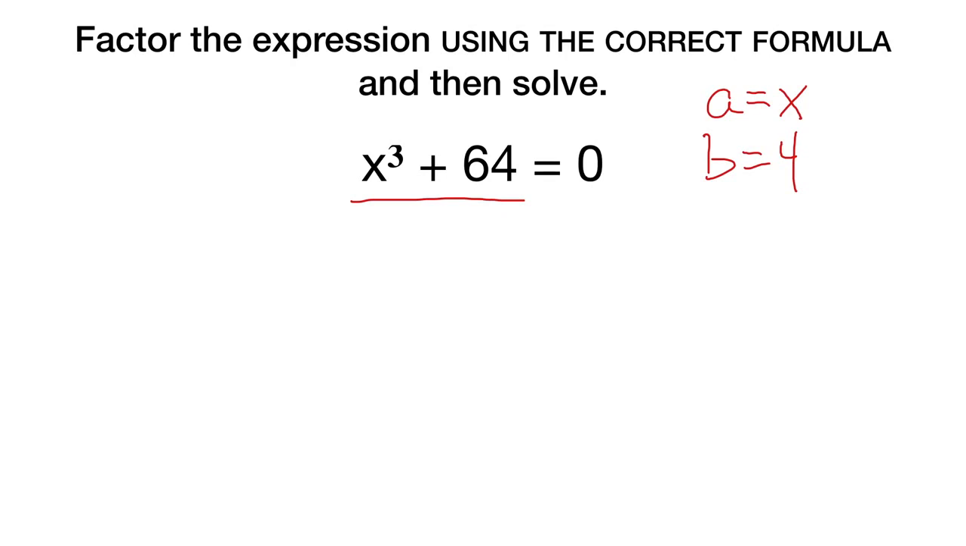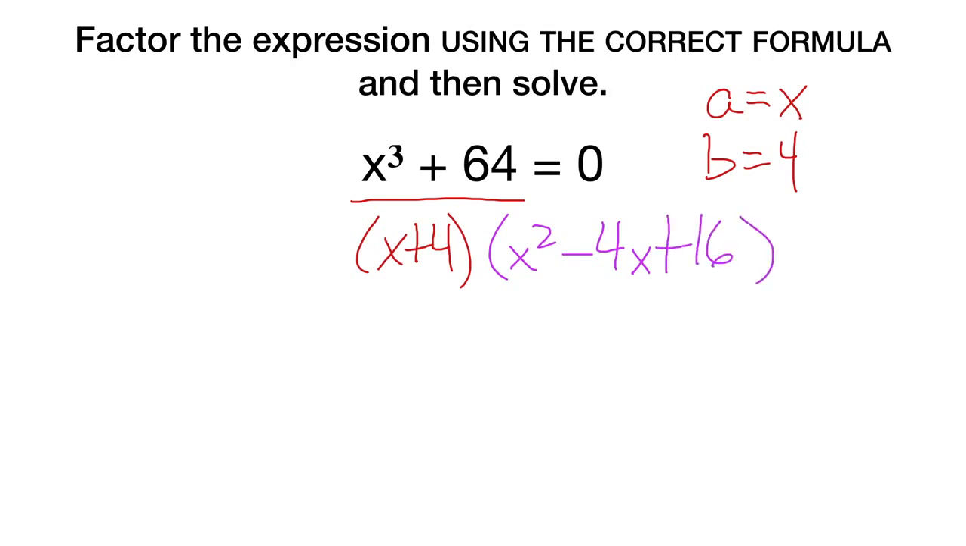So now that we have our values, we can start plugging them into the formula. So remember, the first part of our formula is that we say a plus b. So in this case it would be x plus 4. Then the second part of our formula is to write the other part, which is a squared, so in this case x squared, minus a times b. So x times 4 I would write as 4x. And then plus b squared. 4 squared is 16.